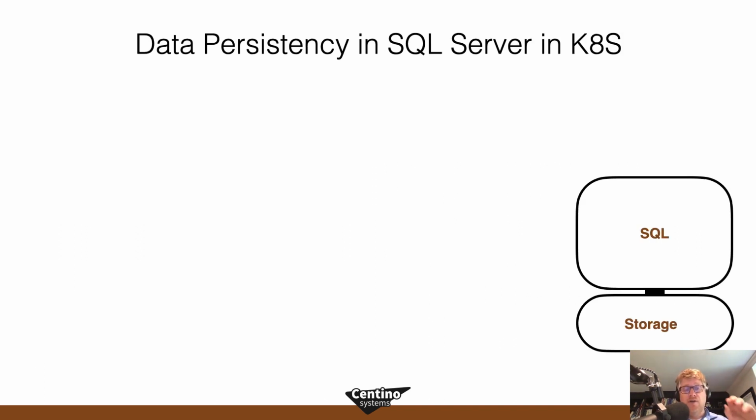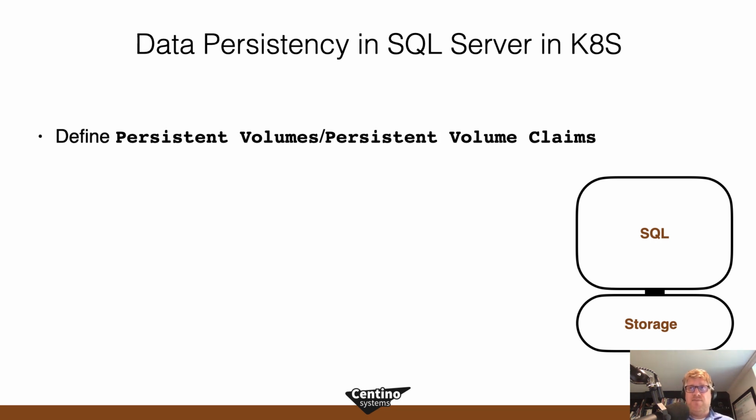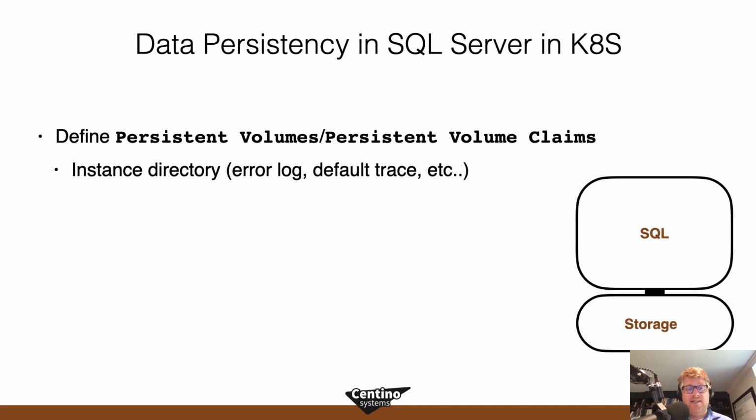Now that we know what persistent volumes and persistent volume claims are and how we can get access to persistent storage in our cluster, let's look at how we can map that back into SQL Server, so SQL Server can use that storage and we can add some persistency to our pod-based application, in this case SQL Server, independent of the lifecycle of the pod. We're going to define persistent volumes and persistent volume claims, basically asking for some storage inside of our cluster. That storage is going to be allocated into the instance directory inside of our pod.